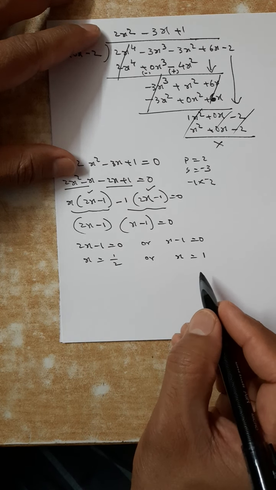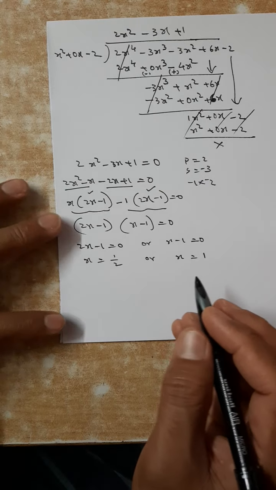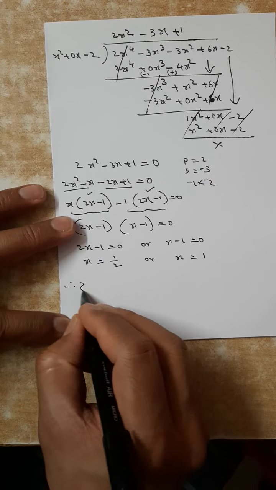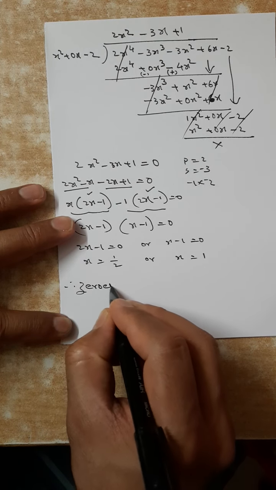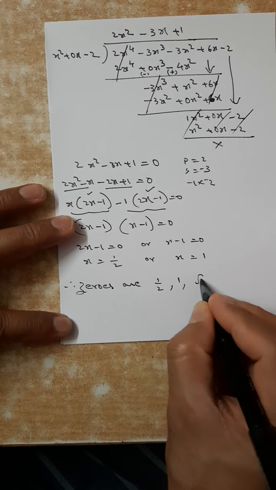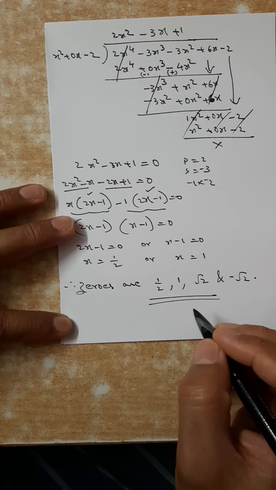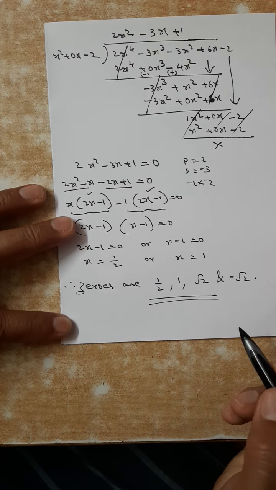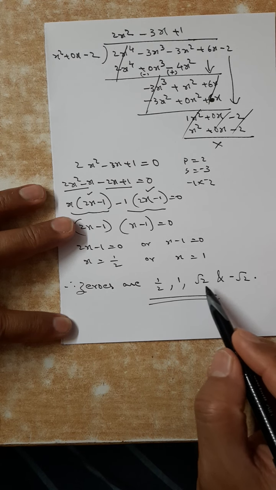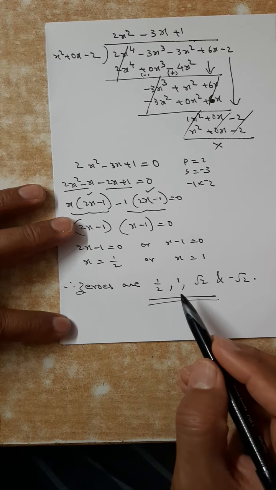2 zeros. But the question is write all the zeros. Find all the zeros. So all the zeros are 1 by 2, 1, root 2 and minus root 2. If the question is write the remaining zeros, we can write only these two. But they are asking all the zeros. So these are the 2 zeros which are given in the question and 2 zeros we got now.